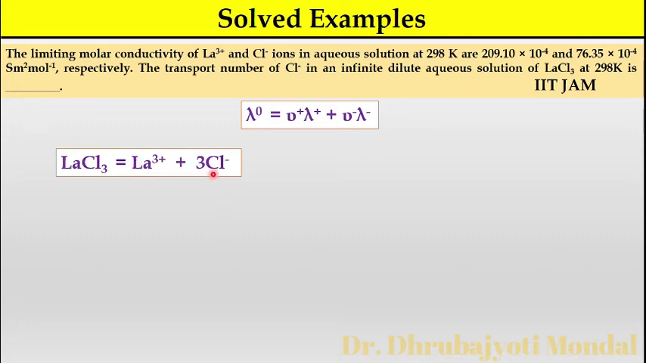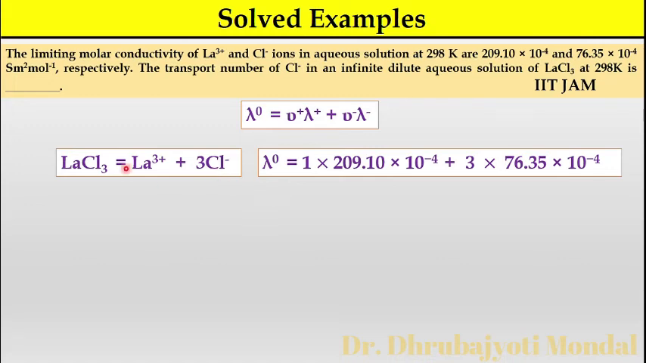So now you can calculate the value of lambda 0 for LaCl3. Lambda 0 of LaCl3 is equal to 1 into 209.10 into 10 to the minus 4 plus 3 into 76.35 into 10 to the minus 4. That is the value of lambda 0 for LaCl3.